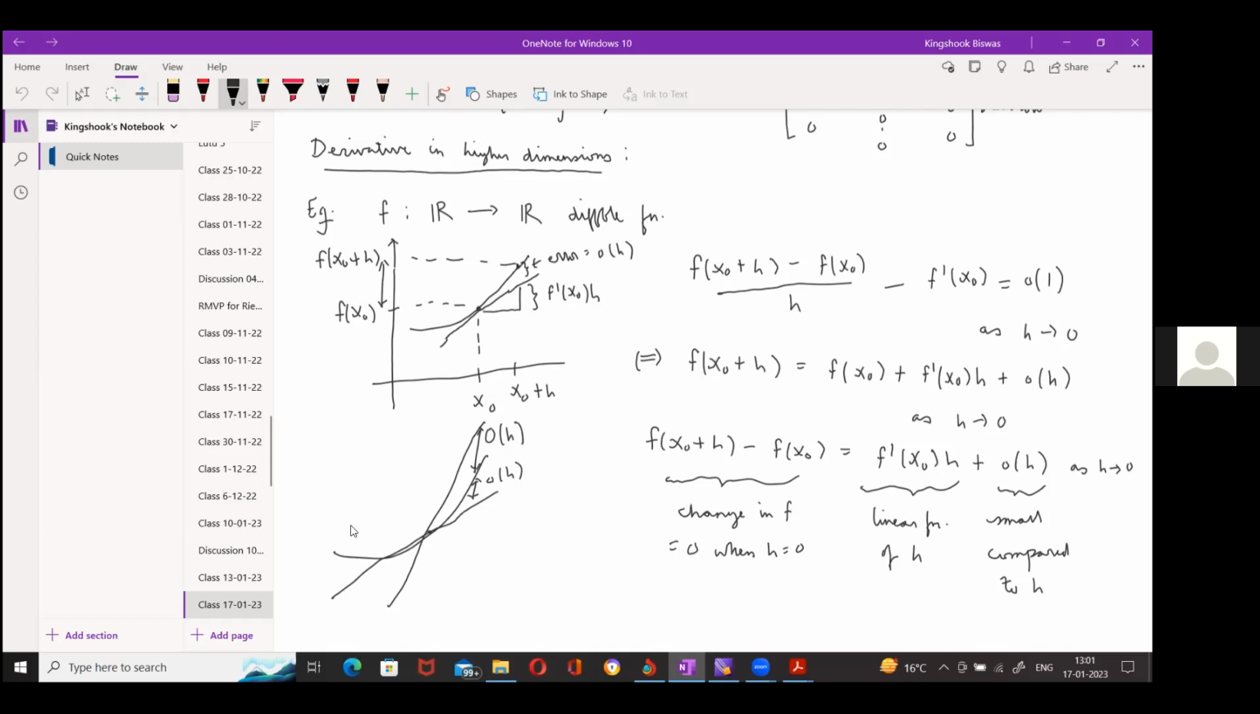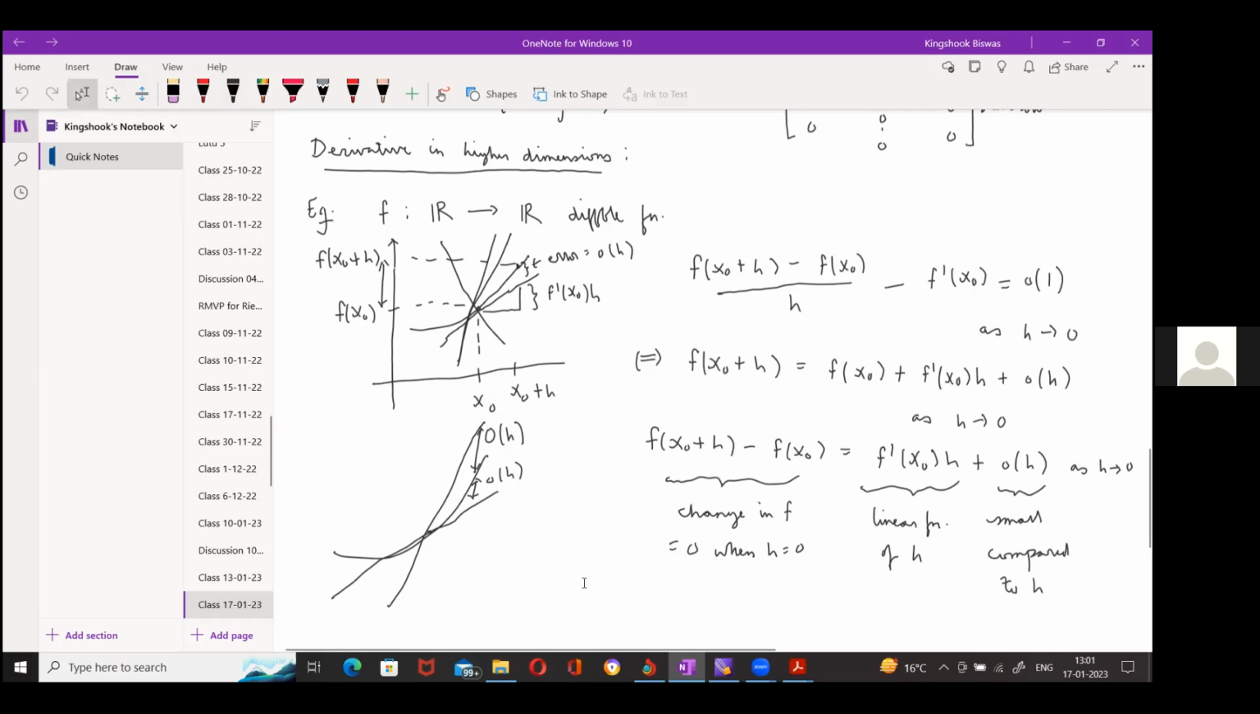So passing through this point, there are infinitely many lines with all different slopes. I could take all these slopes. There's only going to be one slope which matches up perfectly with the graph so that the error term is small compared to h. That is how you get the tangent line. It's the unique line so that the error is small compared to h. Is that clear? So geometrically, that's how one can think of the tangent line.